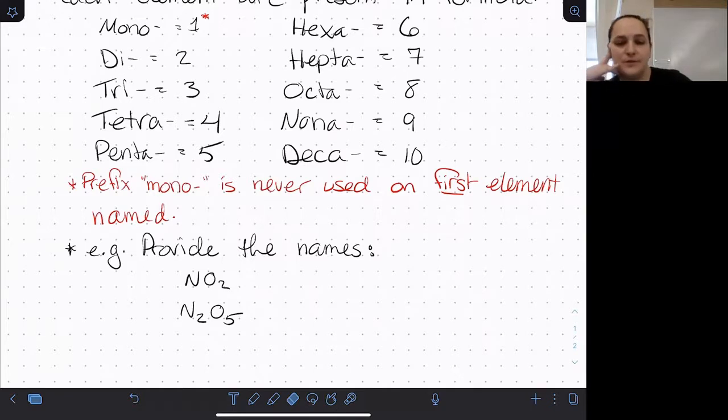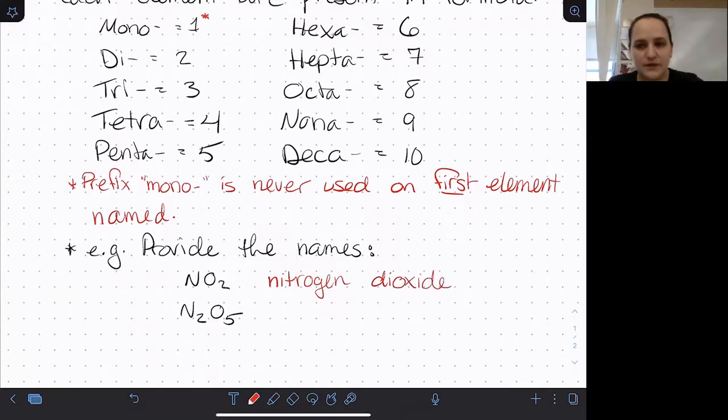Cool. So the first one, NO2, is very similar to CO2. We're going to name the first element, including any appropriate prefix. There is only one nitrogen, so we do not include the prefix mono. And then we have two oxygens, so we use the prefix di. And we do still end the last element with that ide ending, so nitrogen dioxide is correct here.